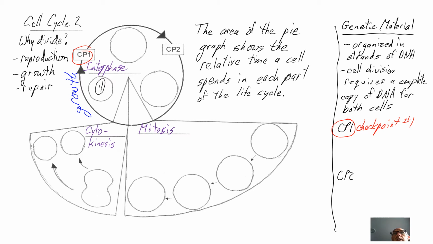So checkpoint number 1, the purpose is to check for adequate resources. So essentially the cell looks around itself and says, do I have enough stuff that I need to grow? Signals from other cells.